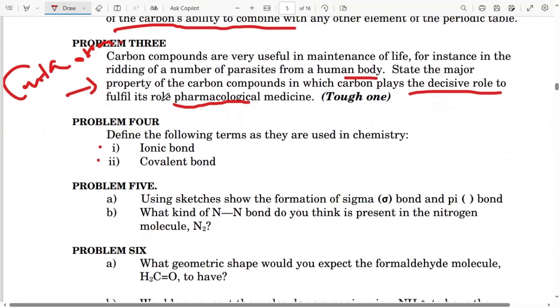Okay, and then question 4, we're saying define the following terms as they are used in chemistry. So these are very simple. So the first one there, they're saying what?